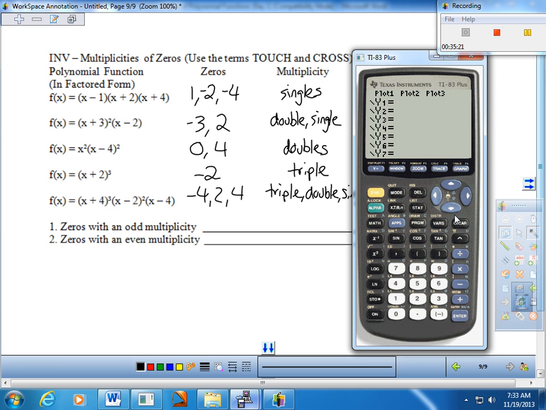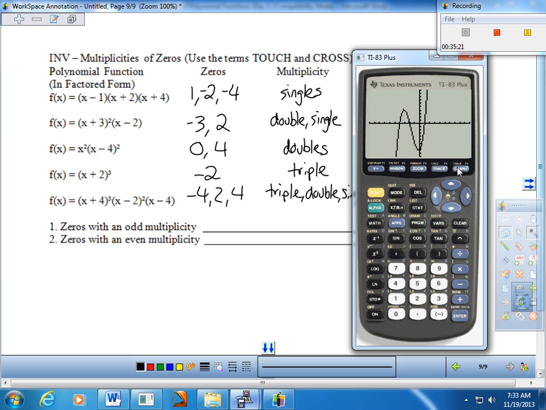Everybody grab that graphing calculator if you would. Let's type in the top. And all I need to know, here's the simplicity of this one, is when you see these zeros on the x-intercept, does it cross or does it touch? That's all I'm looking for. Those are the buzzwords for this investigation.